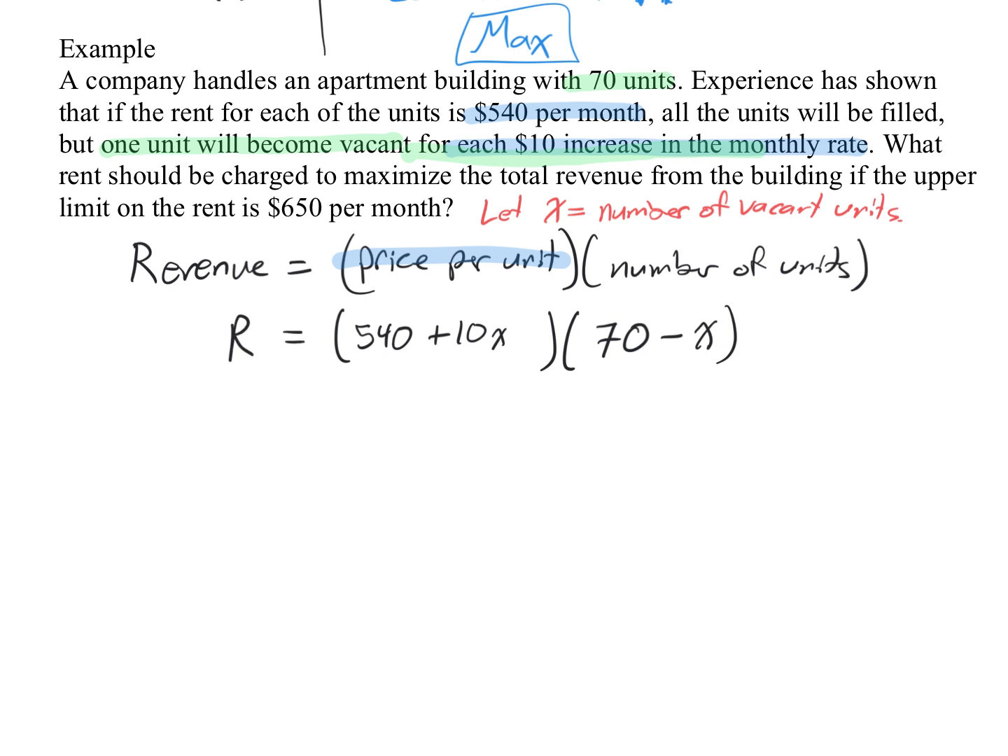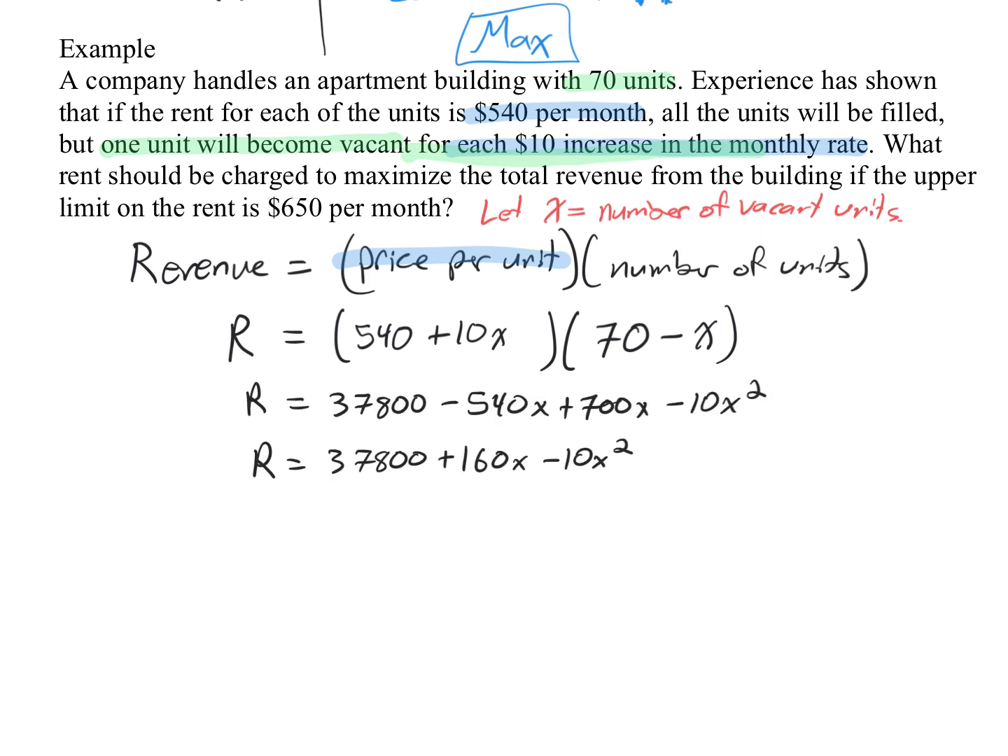Now, after this, we're just going to be doing a little bit of algebra. So let's distribute this into parentheses. When we distribute that out, we should get 37,800 plus 160x minus 10x squared. One implication of this revenue function is that if you choose to have 0 vacant units, your revenue would be 37,800, which should make a lot of sense given these initial conditions. That would be 70 units times $540 a month.